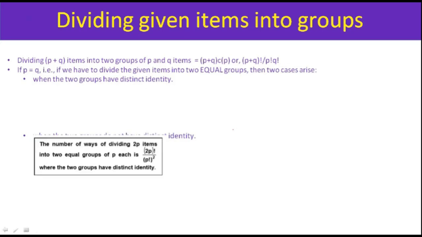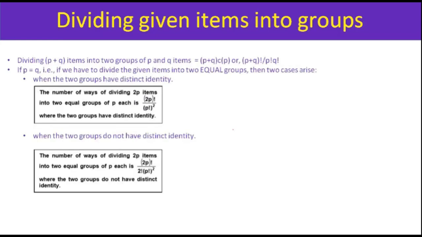Somehow my slides are very slow. Fair. So just a couple of things for you to note. If you want to note it, you can do it. If both the groups have distinct identity, say number of ways of dividing 2p items into 2 equal groups of p each, this is simply 2p factorial upon p factorial and p factorial. When both the groups have distinct identity, only then it is by p factorial and p factorial.